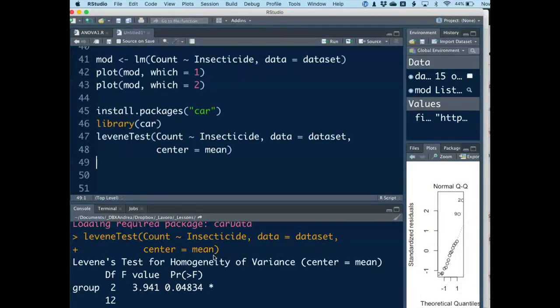So R gives us some output. That's the Levene's test for homogeneity of variance. I use the mean instead of the median, but it doesn't matter at this stage. And we see that we have the group with 2 degrees of freedom because we have 3 insecticides. And if the null hypothesis is that there is homogeneity of variance, then we can reject the null because the p-value is below 0.05.